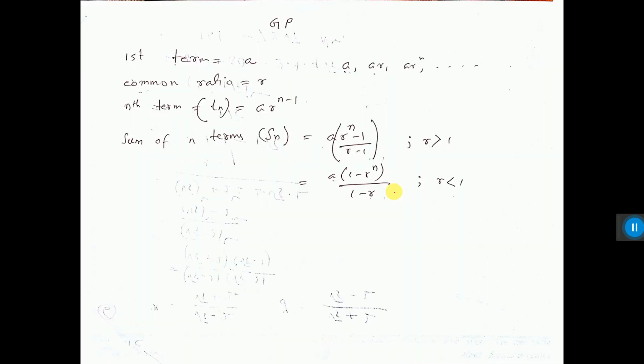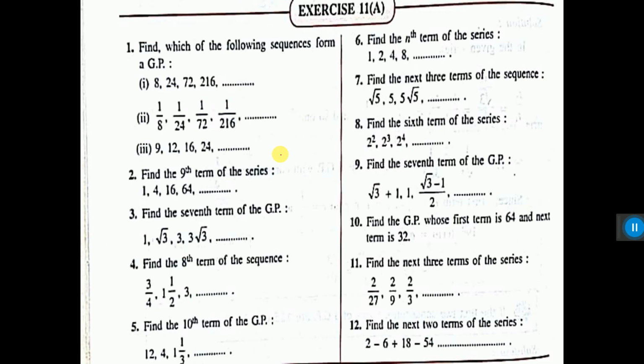Next, see GP, the same thing I have written here that was in the first page. These are the sums I am going to solve. This is Concise Mathematics, exercise 11A. See first sum: find which of the following sequences form a GP. First term 8, second term 24, third term 72, fourth term 216.